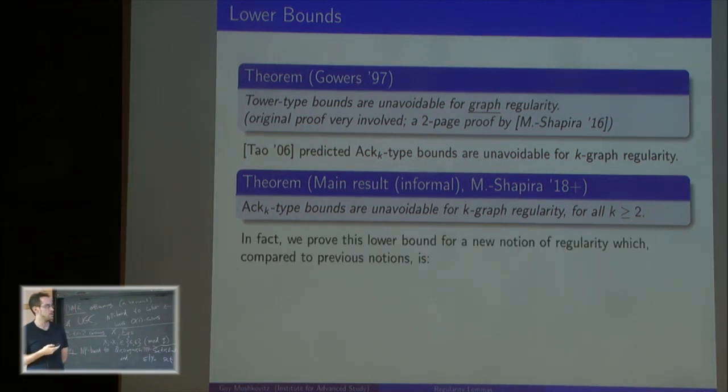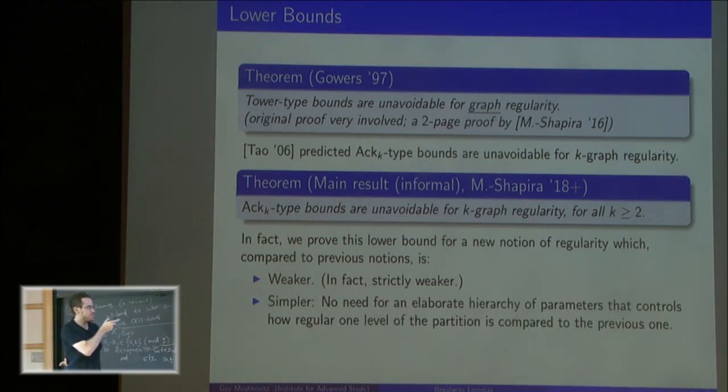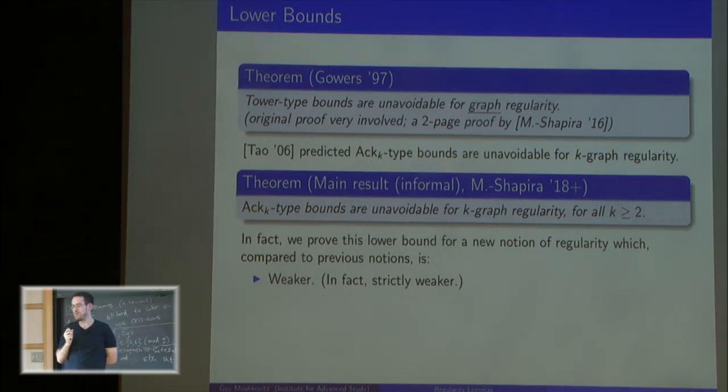In fact, our proof applies to a new notion of hypergraph regularity, which is significantly weaker than all other notions. So in particular, if you prove our lower bound, you basically immediately get lower bounds automatically for all other notions. But in fact, it's so much weaker that it's not useful. So you can't even use it to prove a counting lemma. You can't even deduce from our notion of hypergraph regularity any of the applications that I mentioned before. And still we can prove lower bounds, Ackermann, like the correct bound, lower bounds for that.